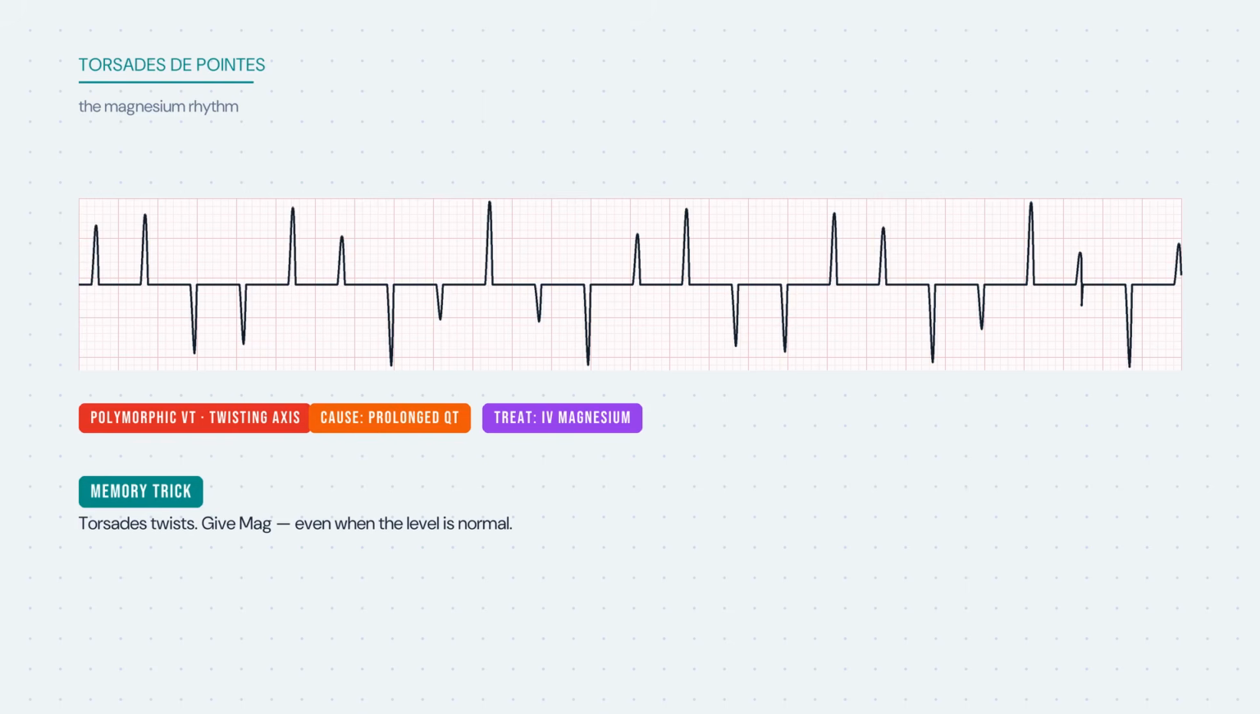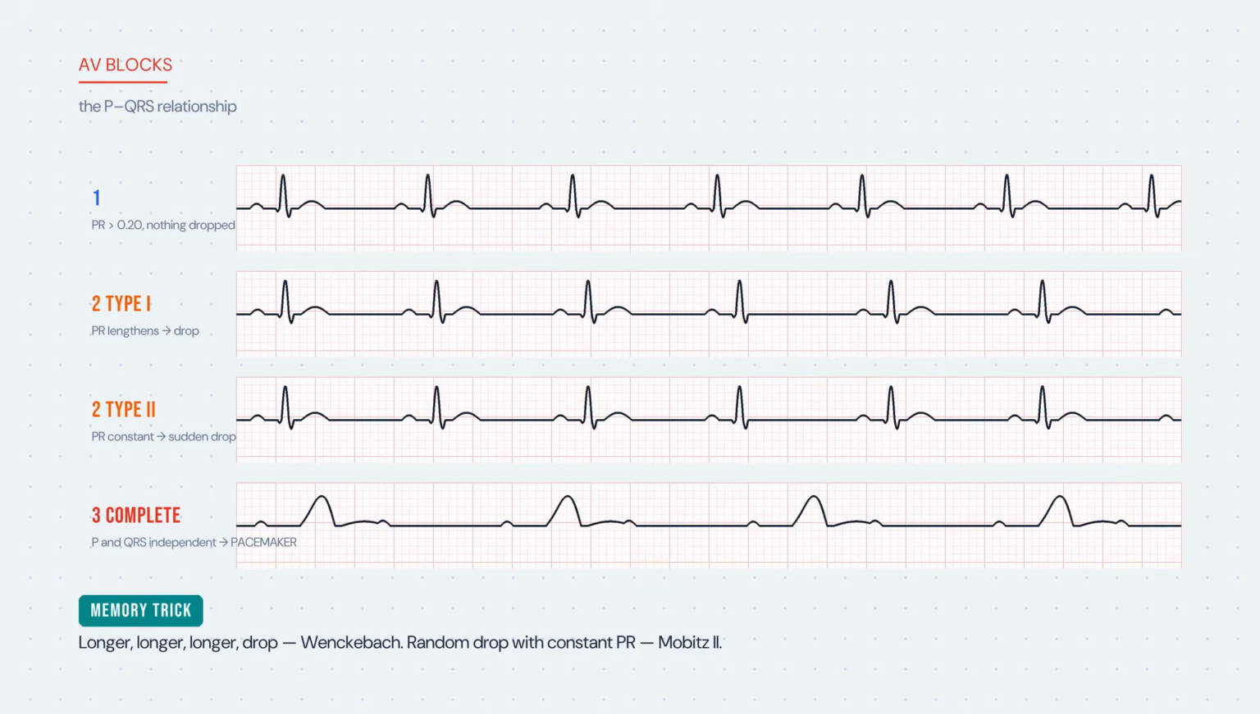So the question becomes, what prolongs the QT? Low magnesium, low potassium, low calcium, and a long list of medications. Torsade, twists, give mag.